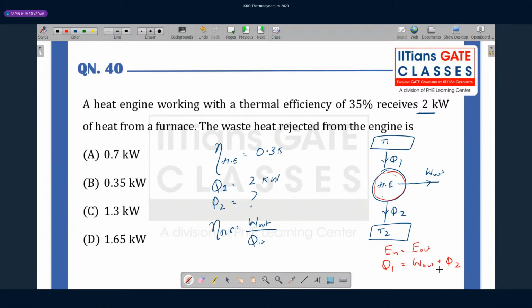plus Q2. So from here, W out is equal to Q1 minus Q2. So I can write Q1 minus Q2 by Q1. So basically it is 1 minus Q2 by Q1. Simple. Okay. This is your efficiency.